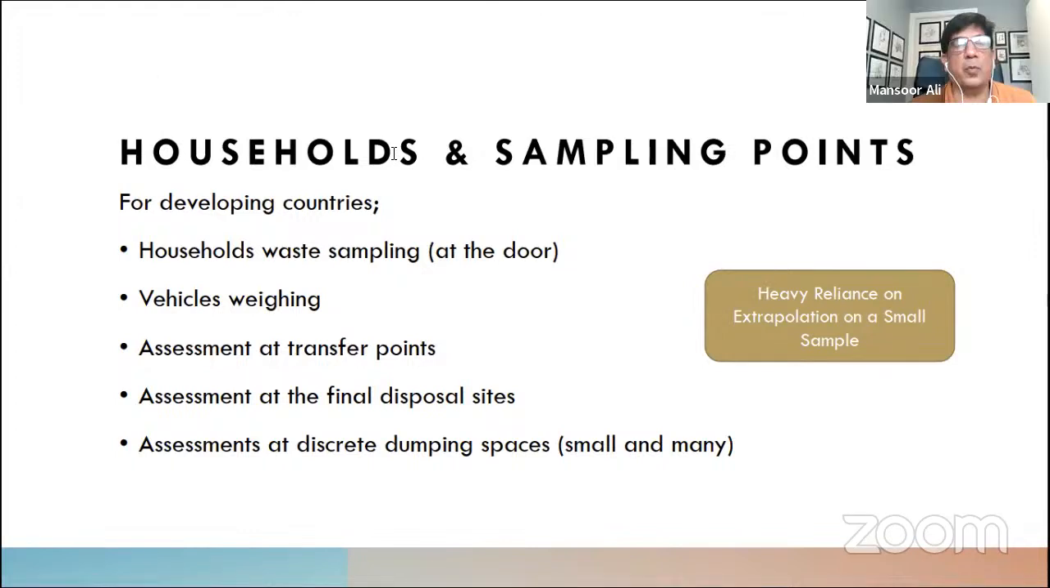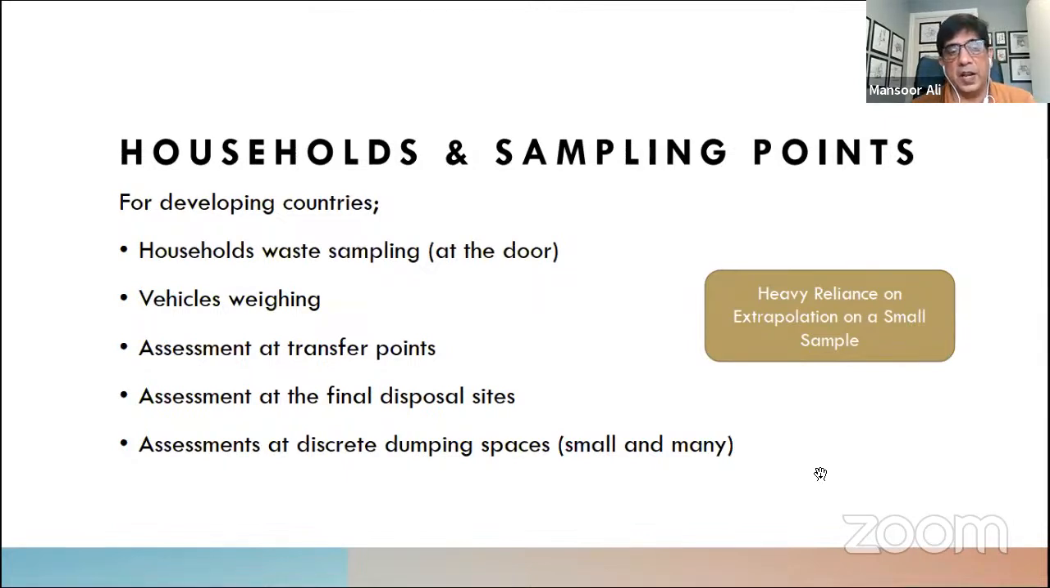Okay. So sampling point is very important. There is a sampling method about the weighing of the vehicle. In developing countries, if you do weighing of the vehicle, the main challenge is the vehicle changes the routes and it's always a mixed stream. So the same vehicle may go to a market, to a residential area, and to a hospital. So it's all mixed. Unless you control that and sample household waste only, you won't get a reasonable sample from the vehicle. But household is not the only main stream in many countries. So then there are methods of assessment at the transfer point, final disposal, and discrete dumping spaces.